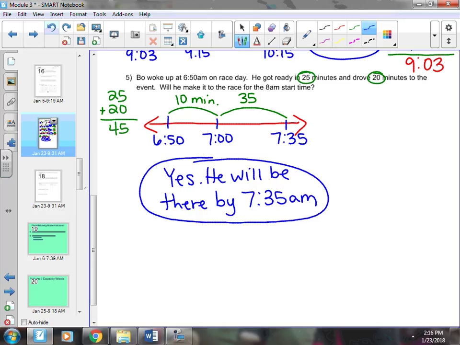Except this one I don't think is really great. It's 6:50 plus 45 minutes. I think the addition problem might be more confusing than is even necessary. So I think for number 5, I'm just going to show it with that number line. Okay, let's go on to the back.